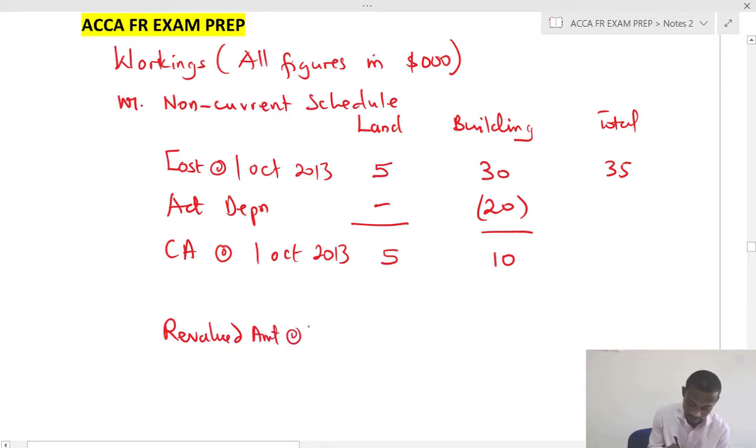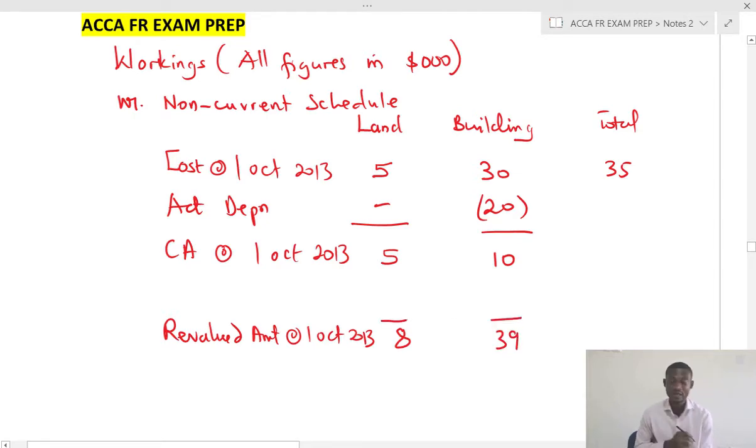For the land, it was given in the question as 8 and the building was 39. So the reason we are doing this is to find the surplus. So you have the revaluation surplus. This should be 3 and this should be 29, and that gives you a total of 32.